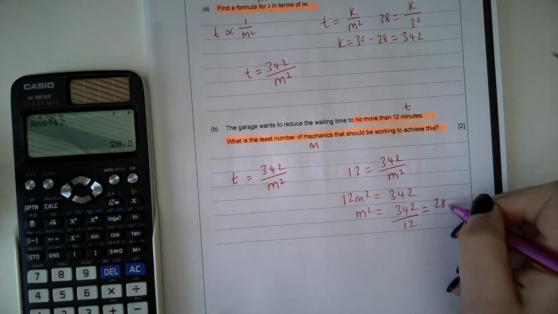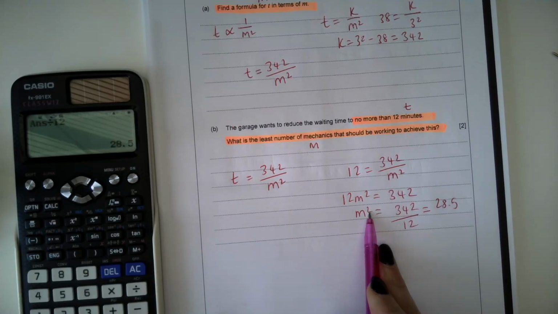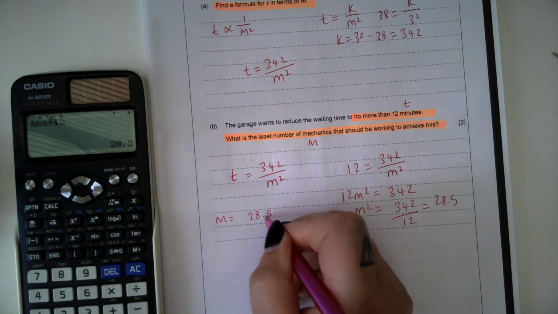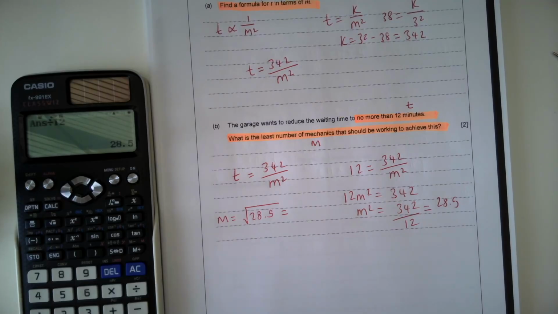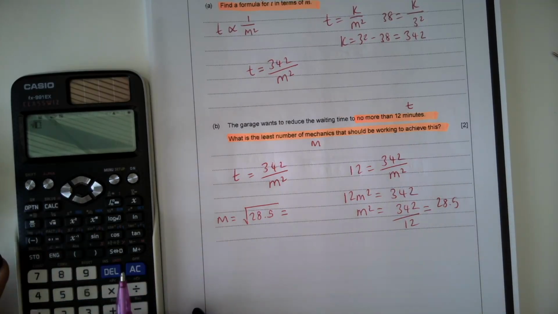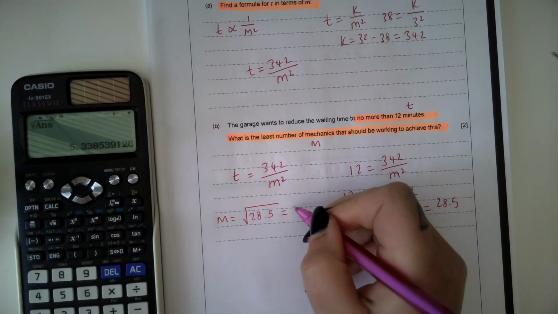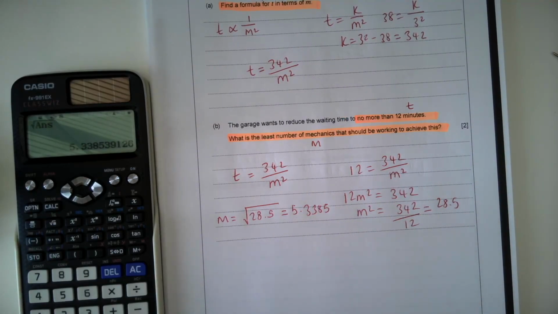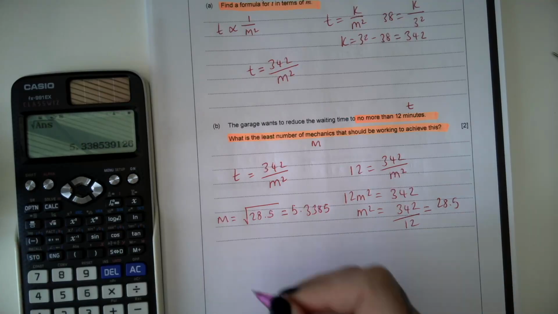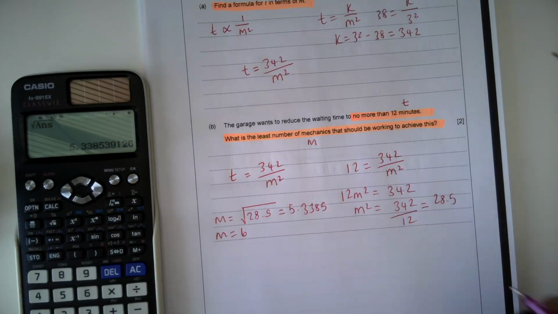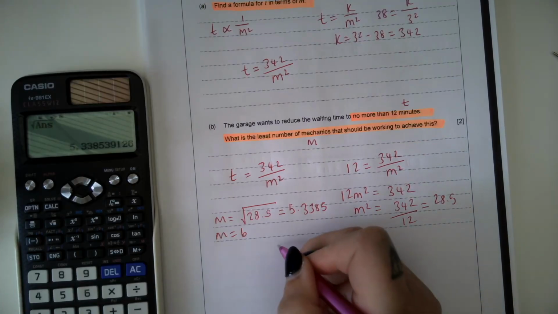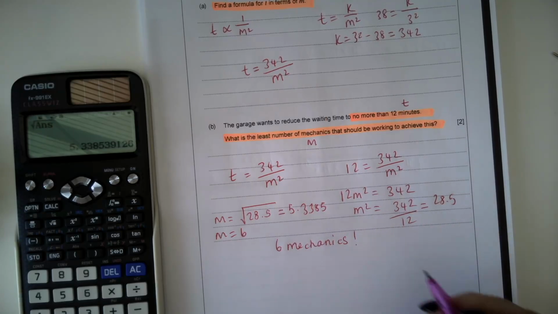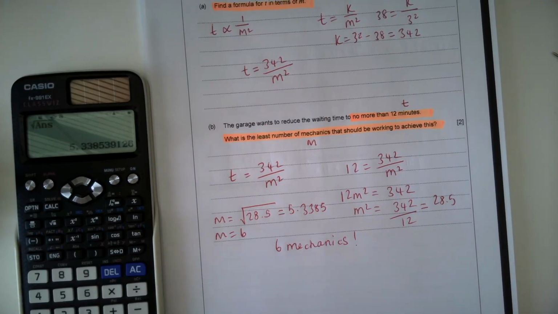which is 28.5. Now that's M squared, but I want to know the number of mechanics, so I'm going to square root that value because that's M squared. So I'm going to square root my answer, which gives me 5.3385 mechanics. Well, I can't have 5.3385 mechanics, so I'm going to need 6, I believe. And I'm going to make it nice and clear, because I've used a lot of space, that it's 6 mechanics.